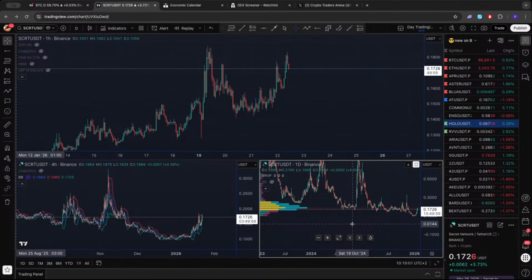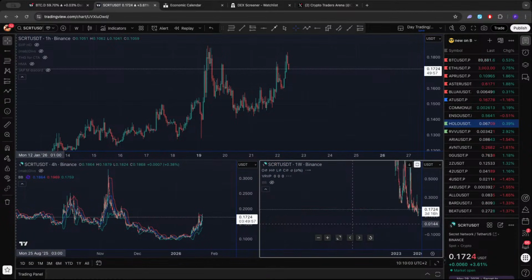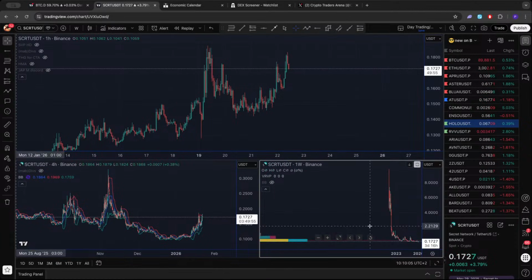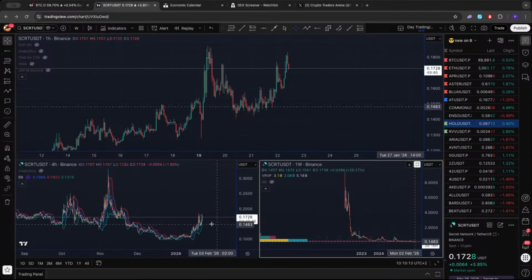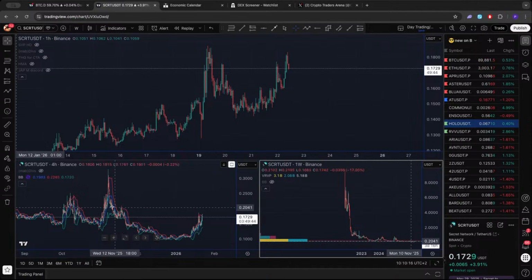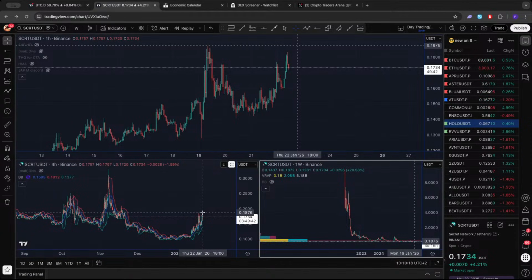If I zoom out here, what is daily? Let's put weekly. If you zoom out here, well, as an investor, it's not a bad location. 70 cents, 50 cents, it's a good area. But as a trader on 4-hour chart, you can see it's too late.